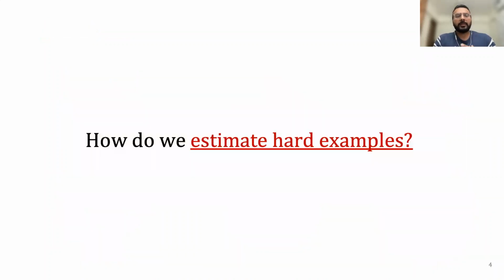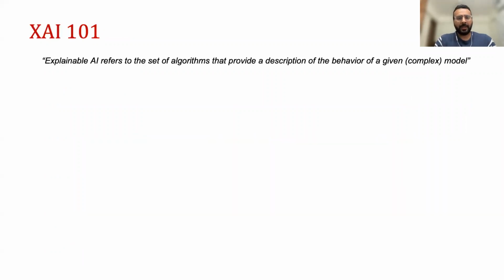That basically brings us to the first question that we'll be talking about in today's discussion. How do we estimate hard examples? Before we go into that question, I'd like to give a very brief 101 on explainable artificial intelligence, as that would basically build the foundation of our talk.